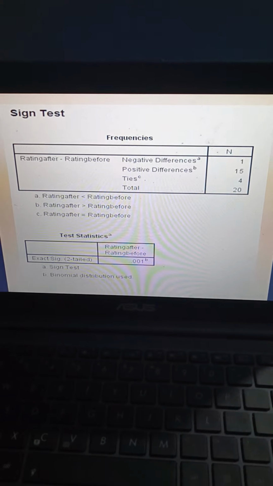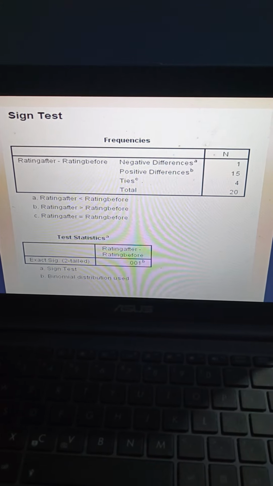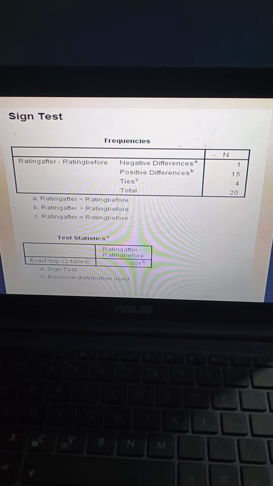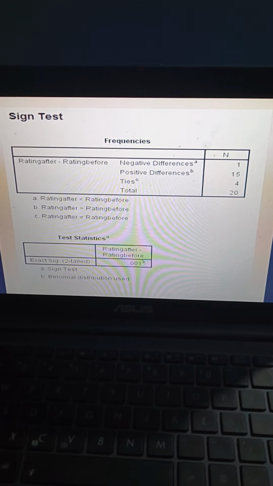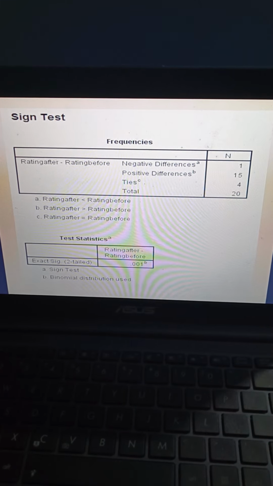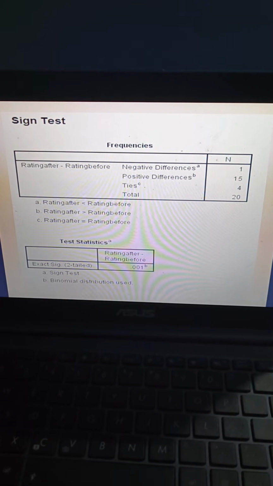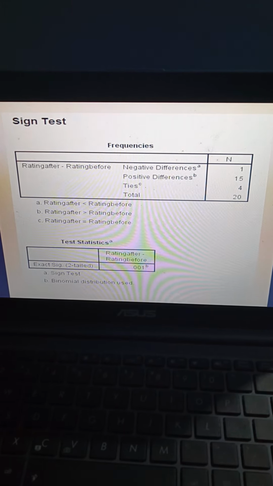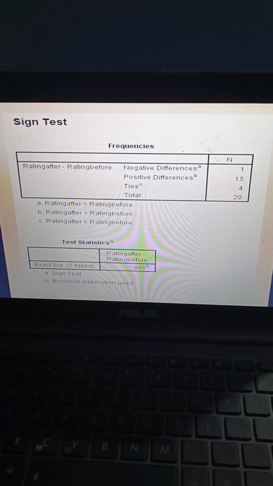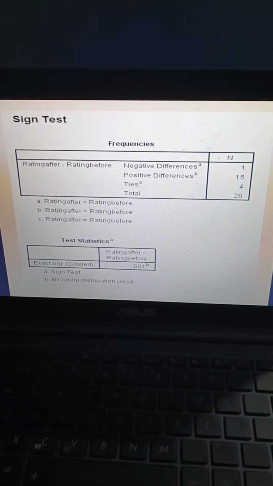Then coming to sign test frequencies: rating after minus rating before, negative differences, positive differences, ties, total. Rating after less than rating before, rating after more than rating before, rating after is equal to rating before. Test statistics: the exact 2-tailed 0.01, test binomial distribution used.